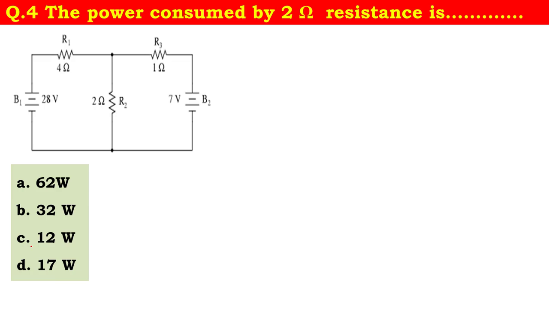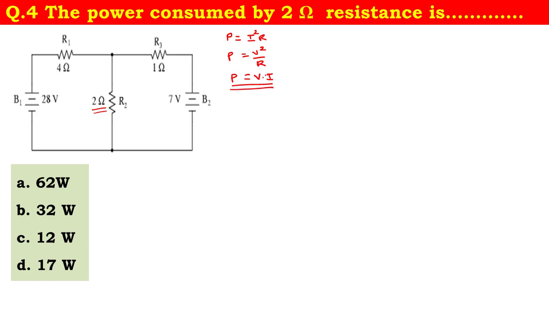The problem statement is the power consumed by 2 ohm resistance. Here we have to calculate power consumed or power dissipated. So power is nothing but I square R or V square by R. Basically you have V into I. So these are the three equations for power.